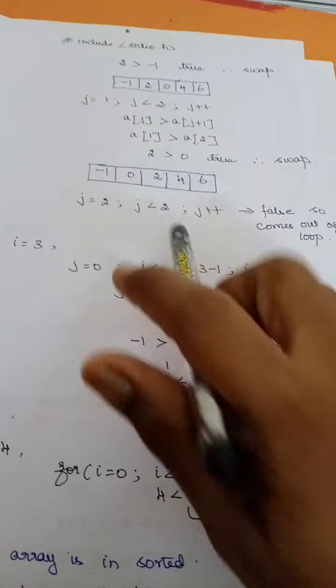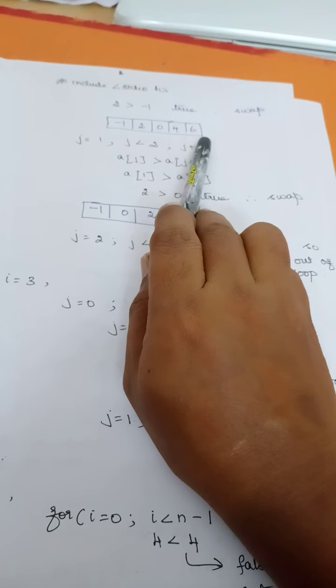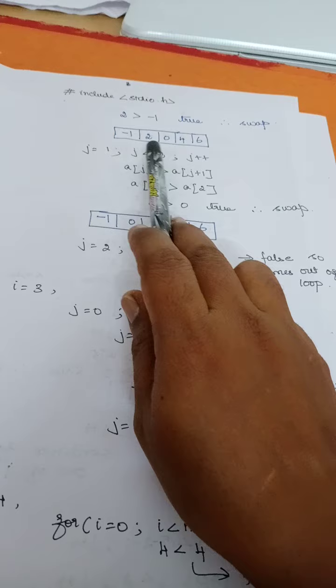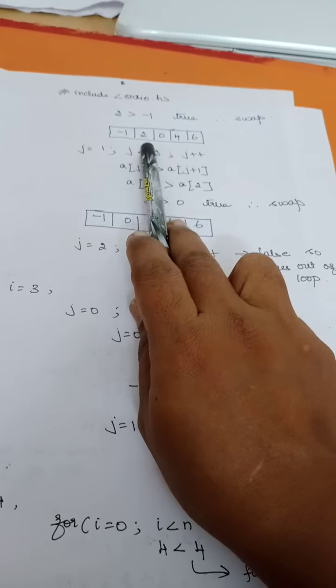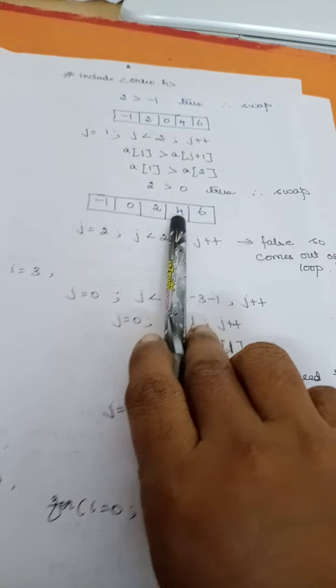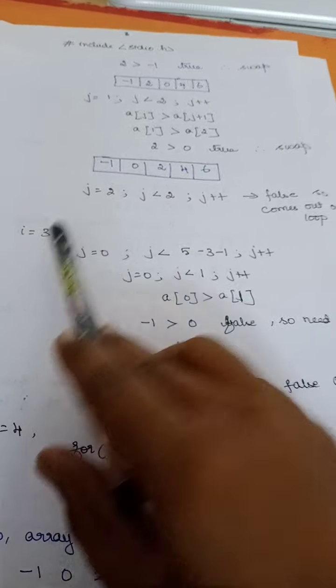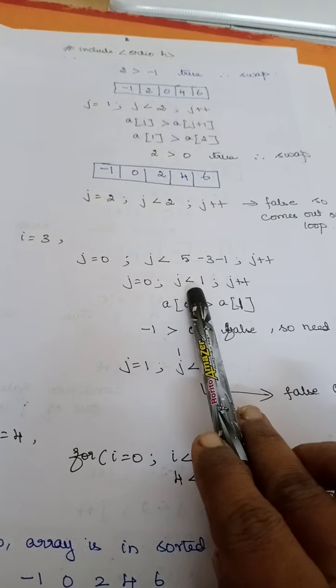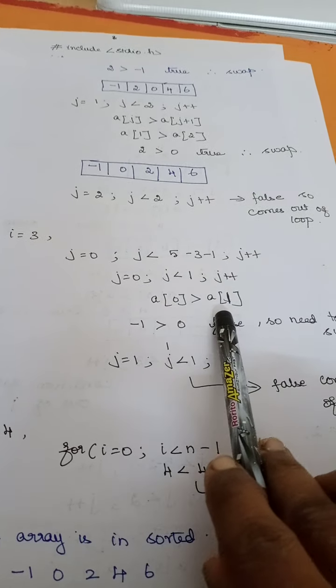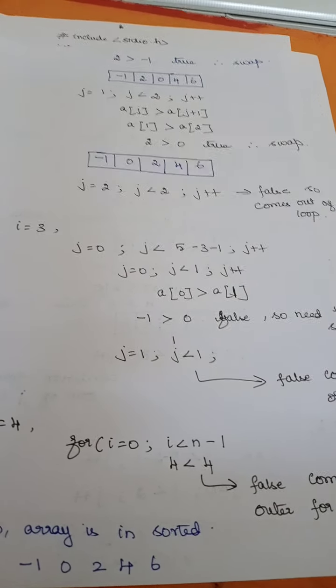So after that I will have like this: minus 1, 2, 0, 4, 6. So again I will check 2 and 0. 2 is greater, so I will place my 2 here and 0 will come here, right? So I will have minus 1, 0, 2, 4, 6. When j equal to 1, I will check a of 0 and a of 1. Both are in the correct place, so I need not do the swapping operation, right?